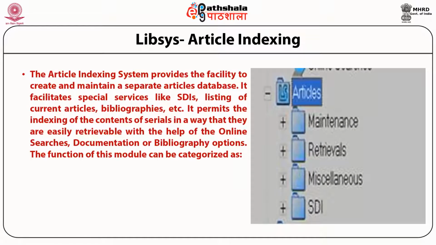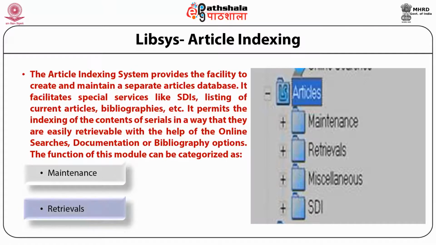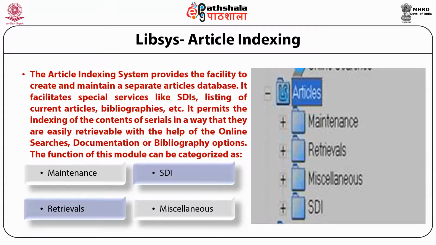The article indexing module of Libsys provides the facility to create and maintain a separate articles database. It facilitates special services like SDI, which is selective dissemination of information, listing of current articles, bibliographies, etc. It permits the indexing of the contents of serials in a way that they are easily retrievable with the help of online searches, documentation, or bibliographic options. The function of this module includes maintenance, retrievals, SDI, and miscellaneous options.